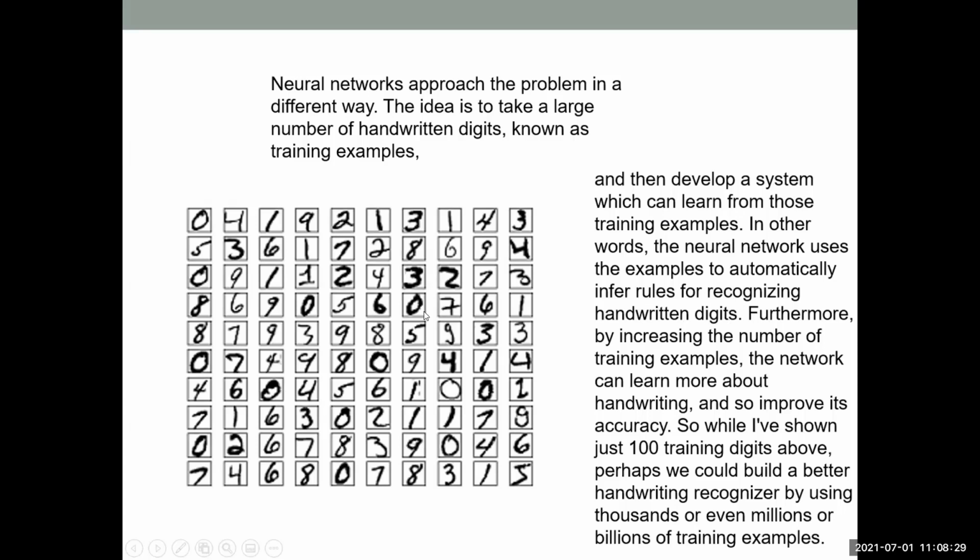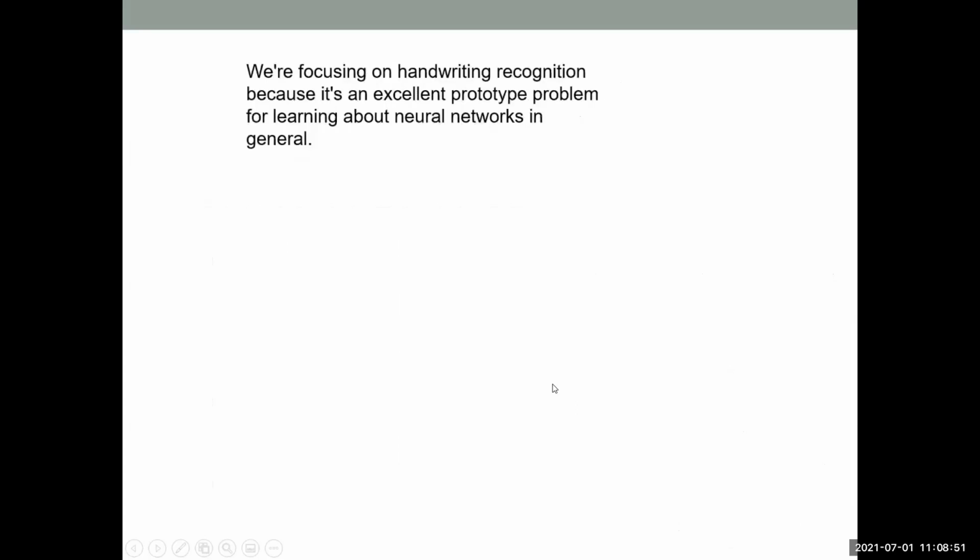And after we train it, maybe we could actually use it in the post office. Furthermore, by increasing the number of training examples, the network can learn more about handwriting and so improve its accuracy. While I've shown just 100 training digits above, perhaps we could build a better handwriting recognizer by using thousands or even millions or billions of training examples. We focus on handwriting recognition because it's an excellent prototype problem for learning about neural networks in general.